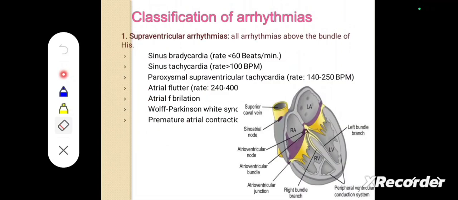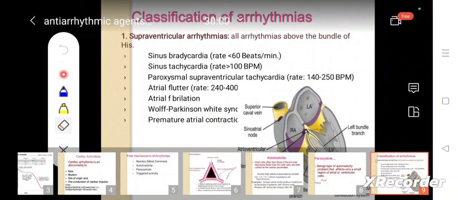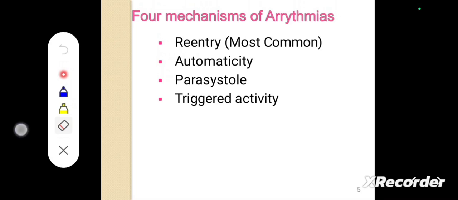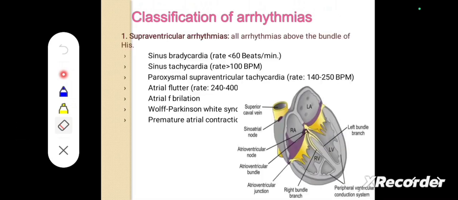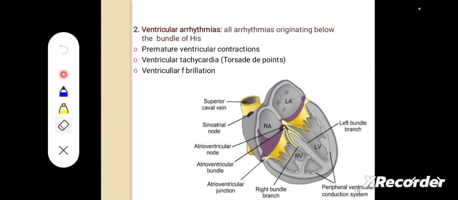And last is triggered activity. Now what is the classification of arrhythmia? Depending on the location, we can classify arrhythmia into different categories. Two main headings: supraventricular arrhythmia, meaning abnormality in the atria, and second, ventricular arrhythmia, meaning abnormal heartbeat in the ventricles.